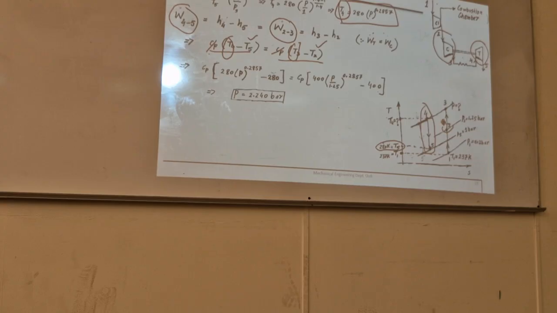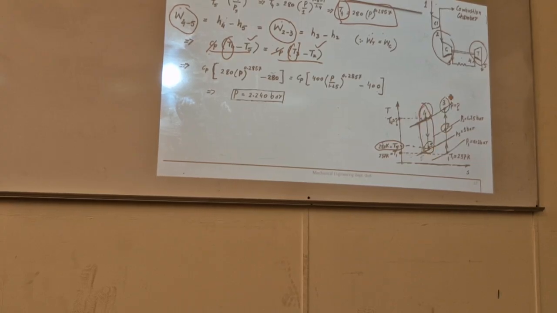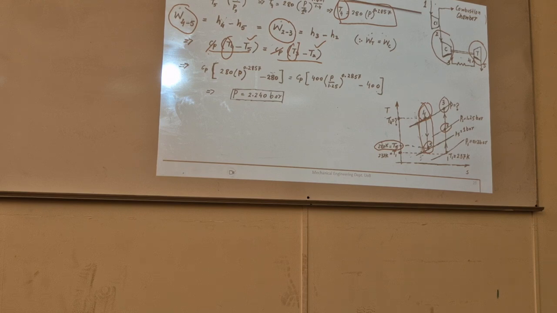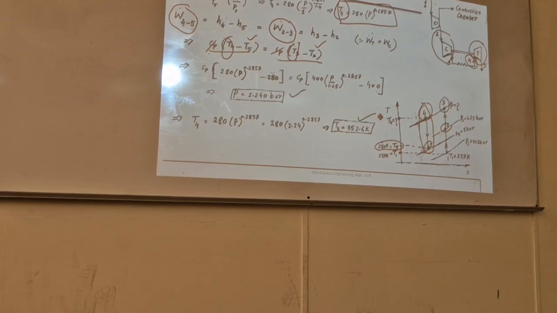Once P is known, now I can find out T4 and T3. Just put it here to find out T4 and T3. But our requirement is to calculate the temperature at the exit of the cooler and its pressure. Okay.